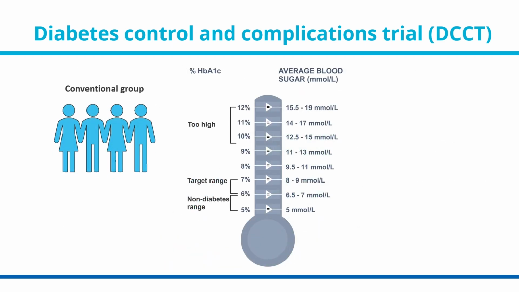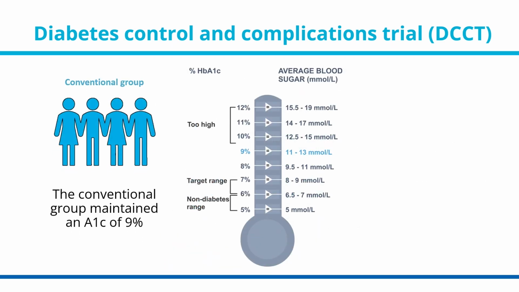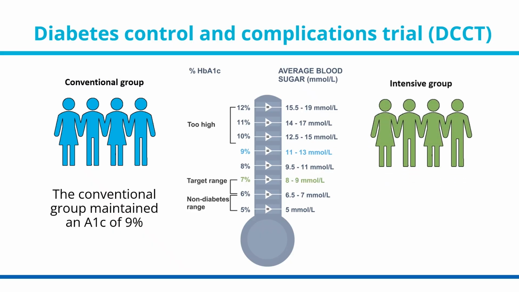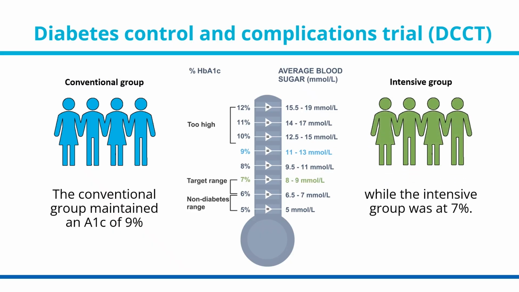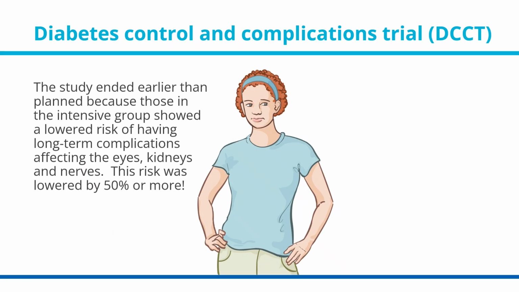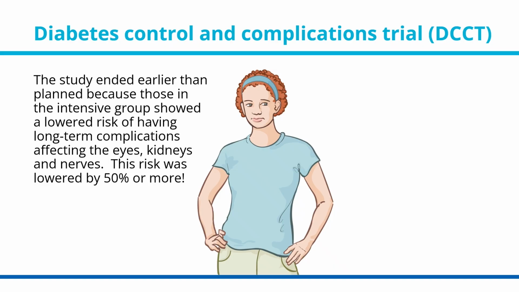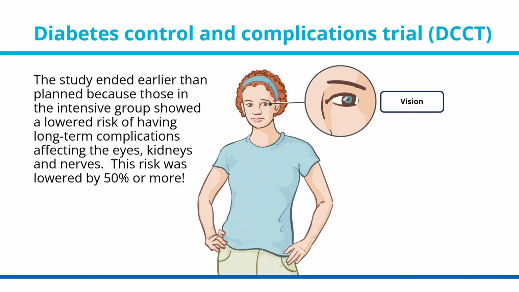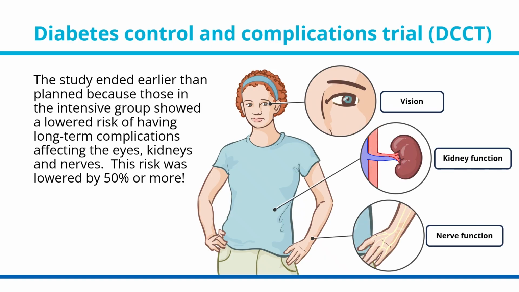The trial showed the conventional group maintained an A1C of 9%, while the intensive group was lower, at 7%. The study ended earlier than planned because those in the intensive group showed a lowered risk of having long-term complications affecting the eyes, kidneys, and nerves. This risk was lowered by 50% or more.